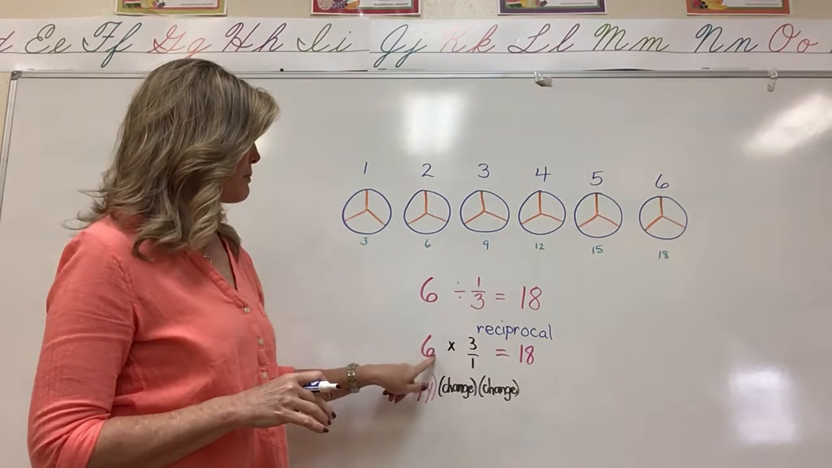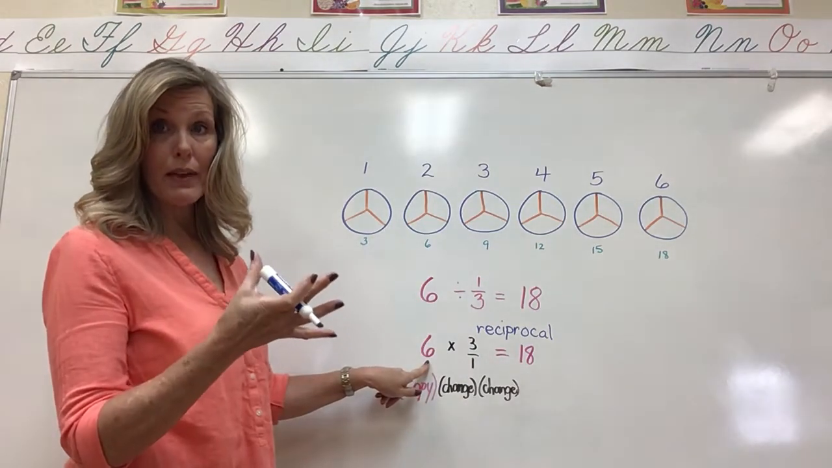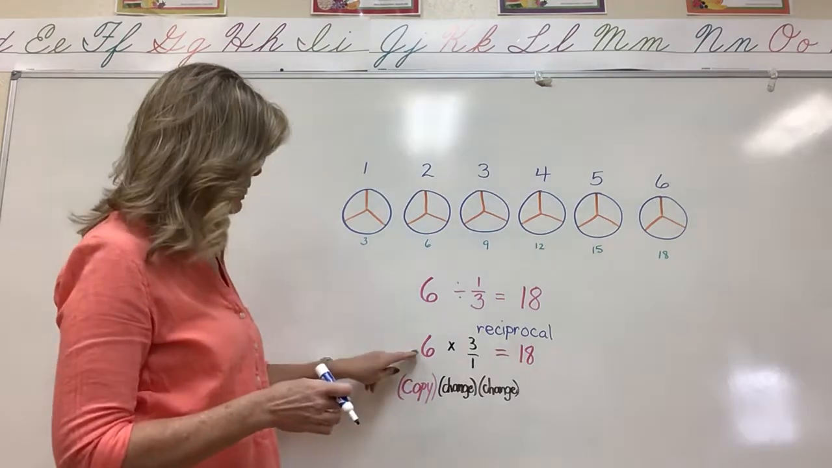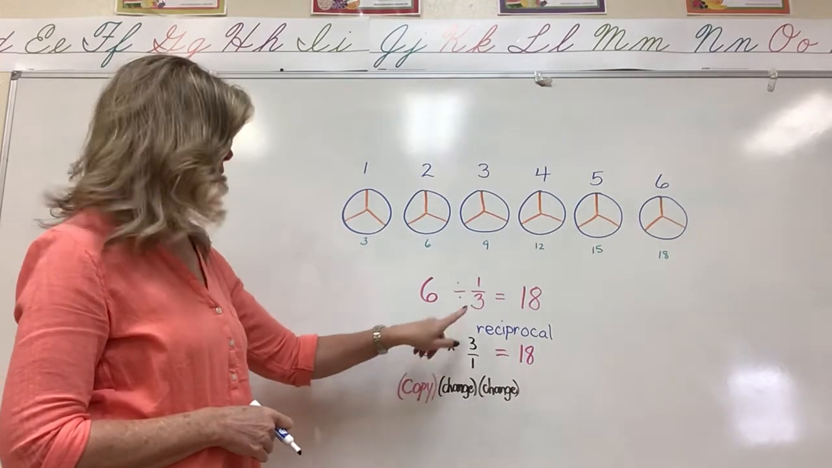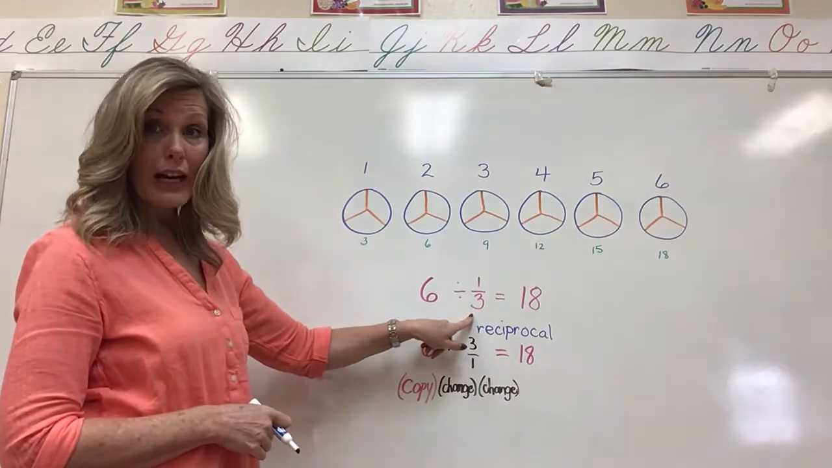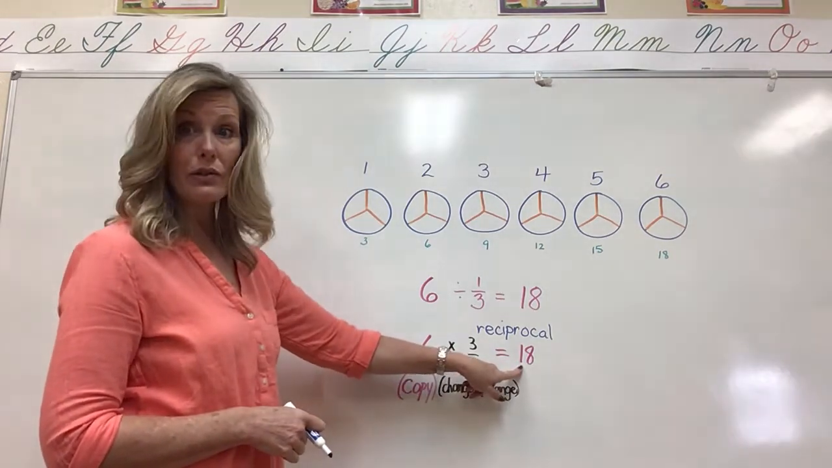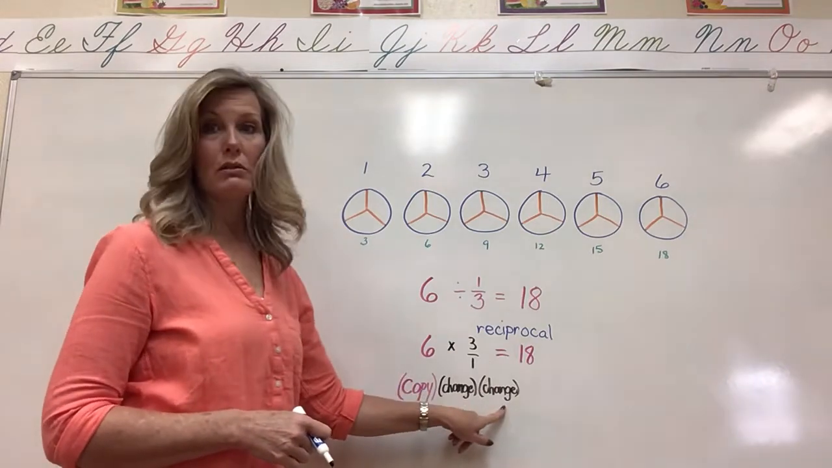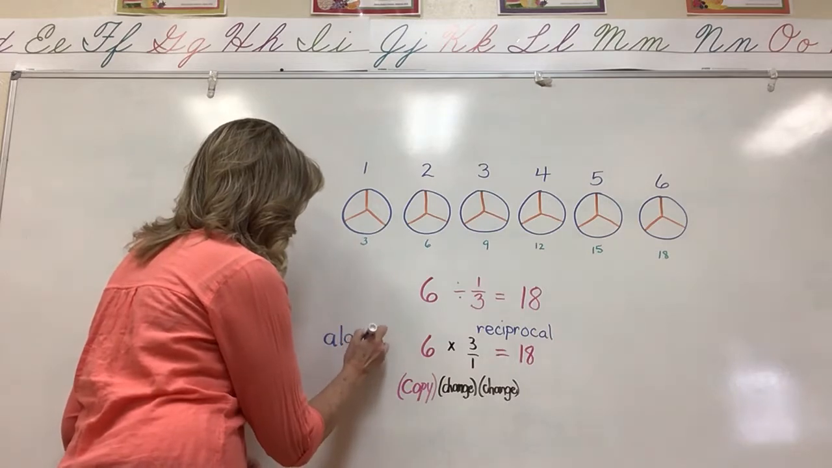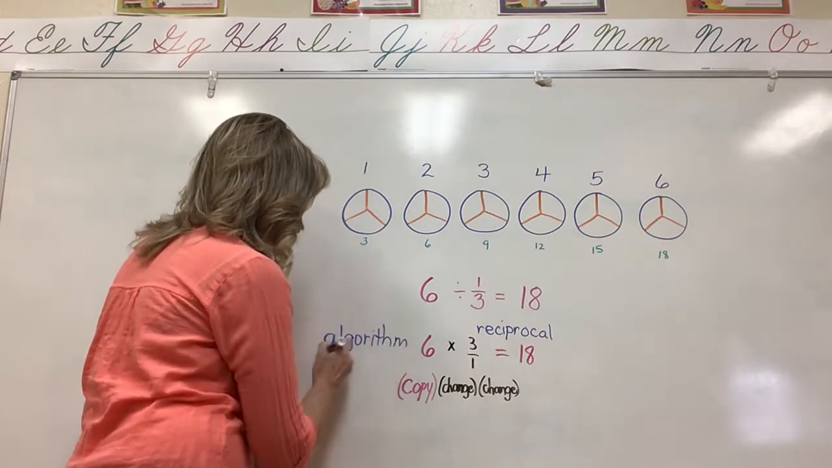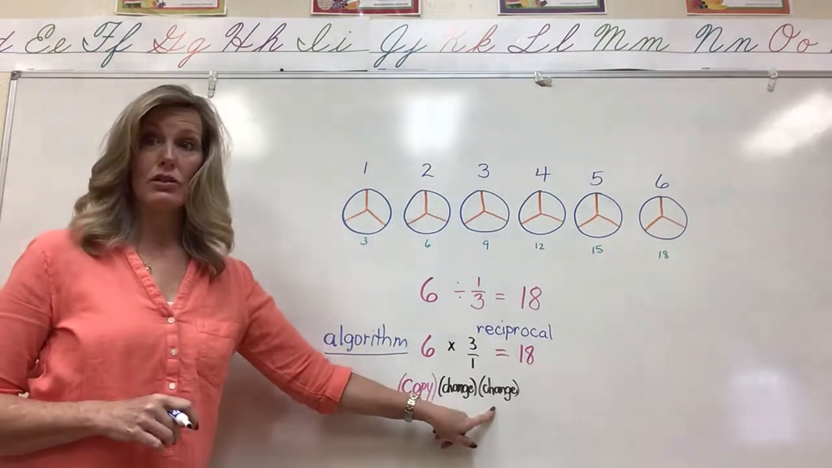So I keep my first number, because that's my whole number, the part I need to keep the same. I copy that first one. I'm going to change my divide to times, and I'm going to change my fraction to its reciprocal, and then I can arrive at that answer of 18. So it's copy, change, change. We've talked about this word many times, algorithm. That algorithm is copy, change, change.